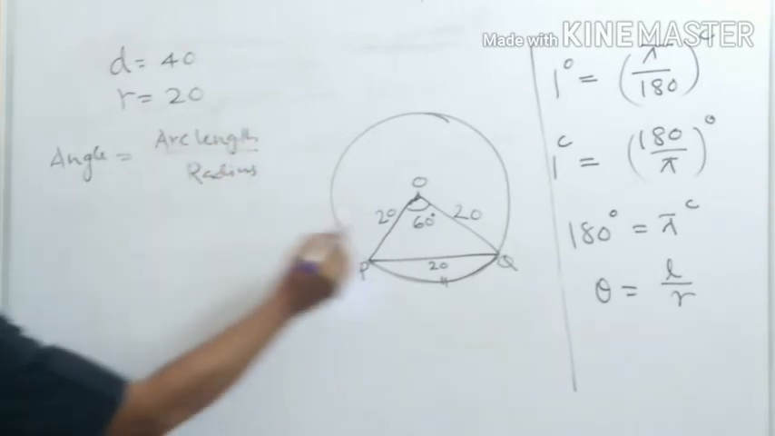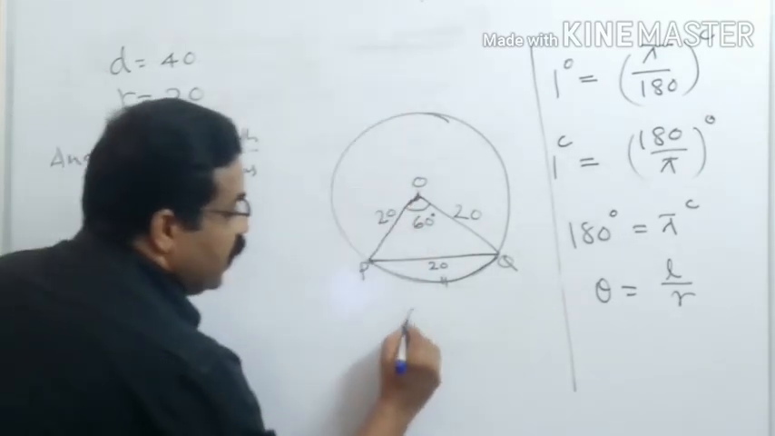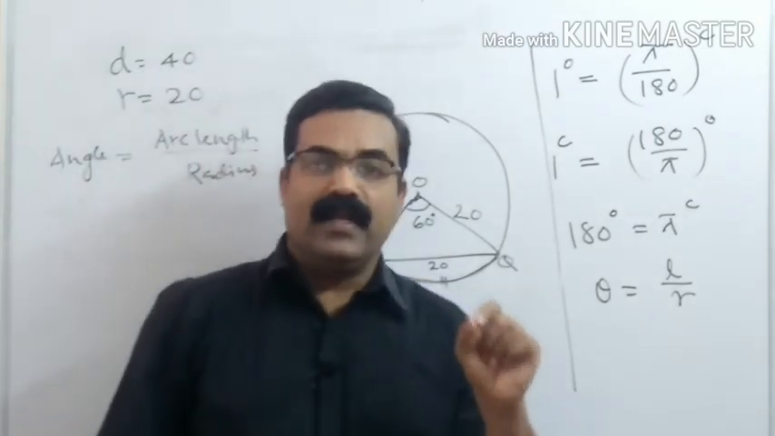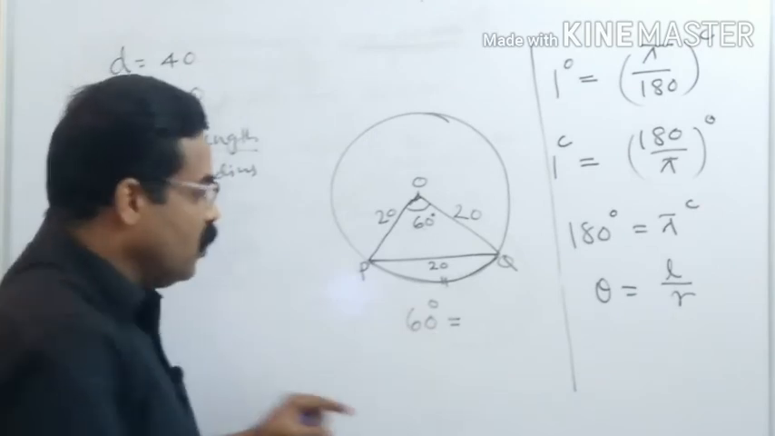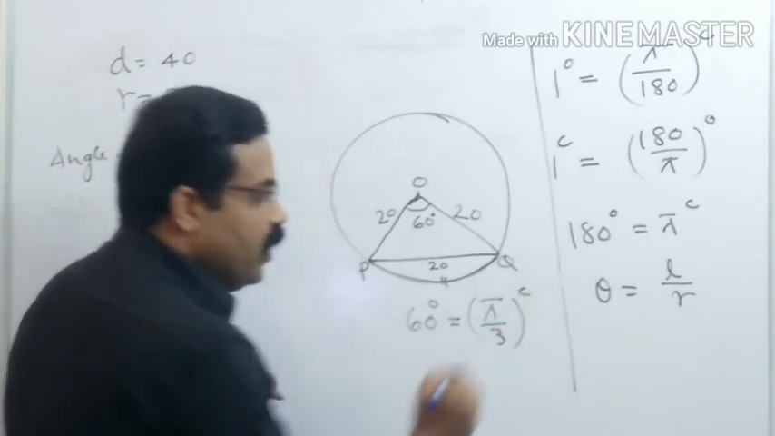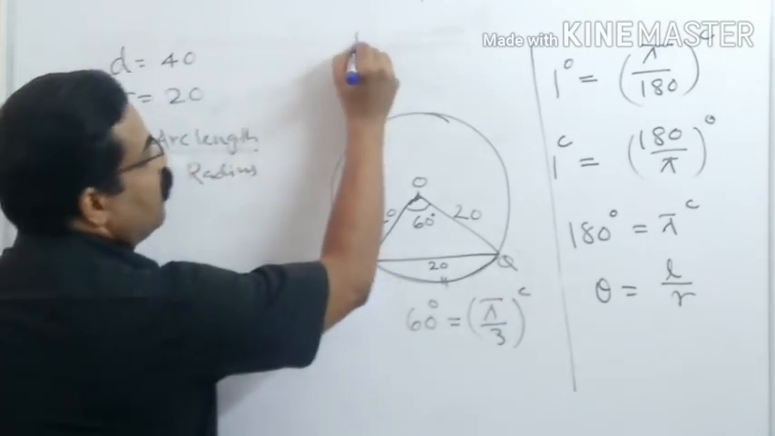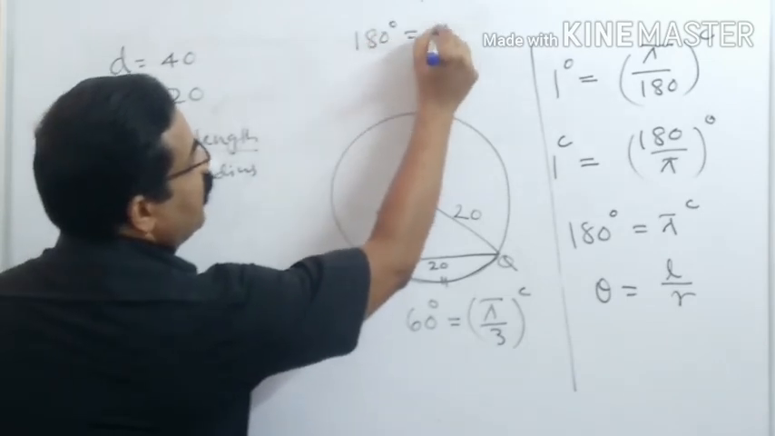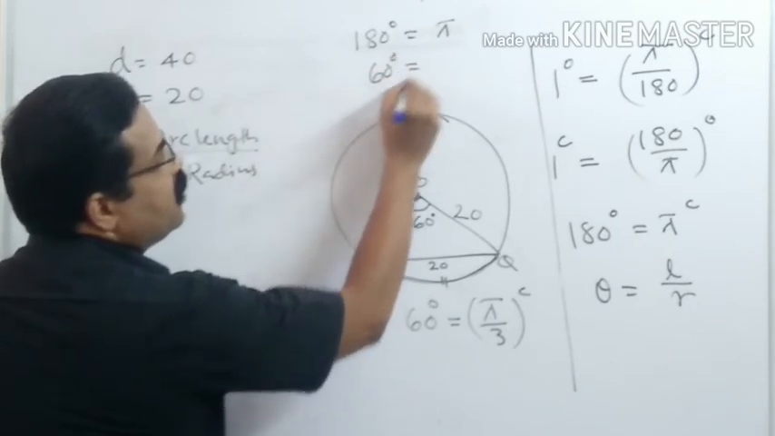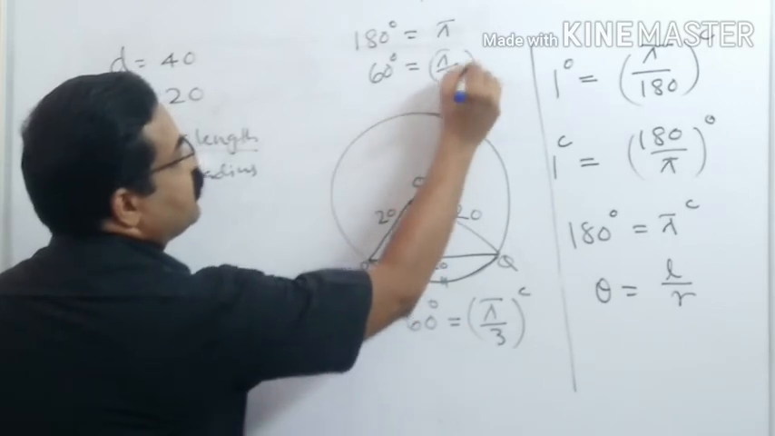The angle is given to you, 60 degrees. So always take it in radians. 60 degrees is equal to pi by 3 radians. Why have we taken 60 degrees is equal to pi by 3 radians? Because we know 180 degrees is equal to pi radians. We want 60 degrees. 60 degrees is equal to 180 by 3. So this will become pi by 3 radians.